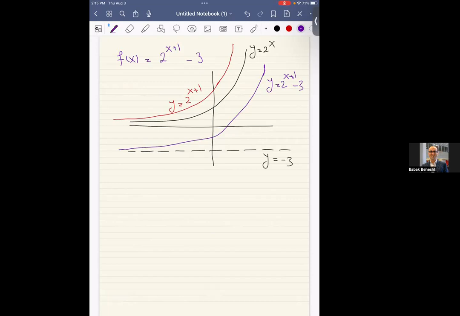Another reason why this is the horizontal asymptote is because of the limit of 2 to the power x plus 1 minus 3 when x goes to minus infinity. Look, 2 to the power minus infinity is 0. So it's 2 to the power minus infinity minus 3, which is equal to 0 minus 3, which is just minus 3. So this is another reason why the horizontal asymptote is y equal to -3.